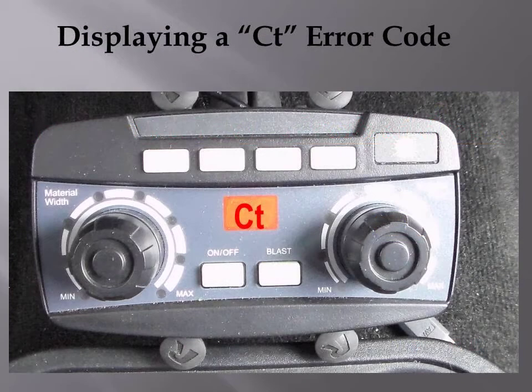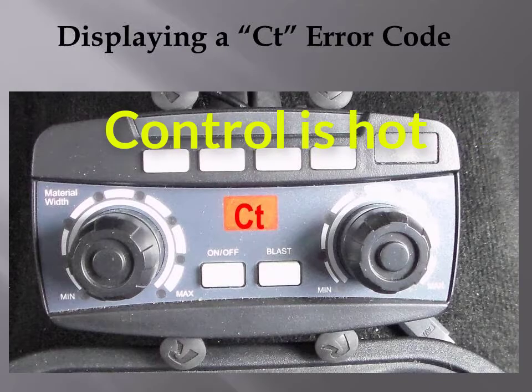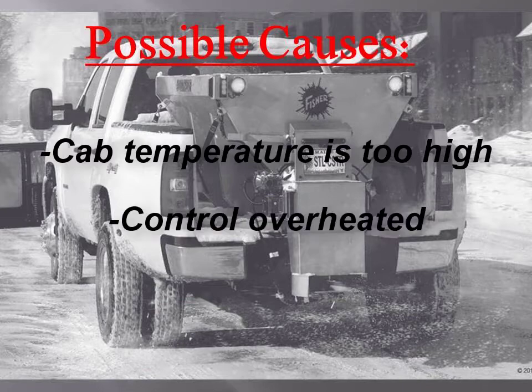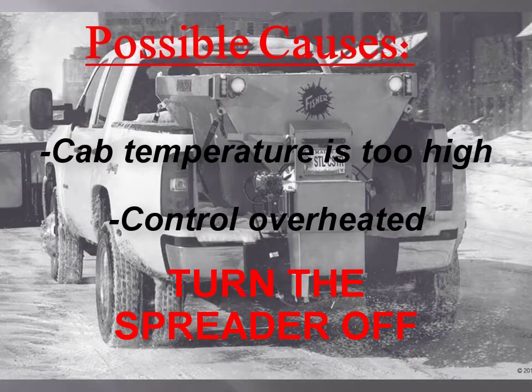If the CT code is displayed, this indicates that the control is too hot. This could occur if the cab temperature is too high or the control has overheated. Turn off the spreader and allow the control to cool off.